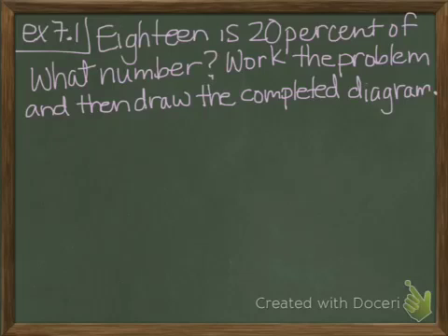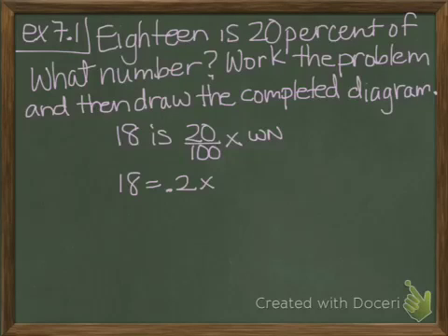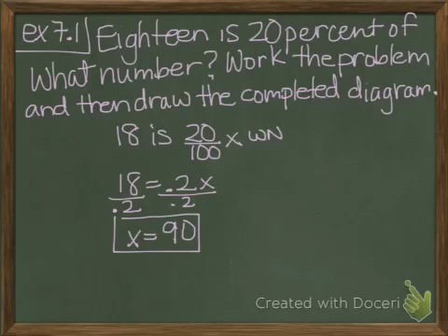So we'll do an example. 18 is 20% of what number? Work the problem and then draw the completed diagram. So 18 is 20% of what number? Again, is means equal. 20% you can write as 0.2, and then of what number, we'll just put that what number as x. So we divide both sides by 0.2, and 0.2 goes into 18 90 times. So your solution is 90.